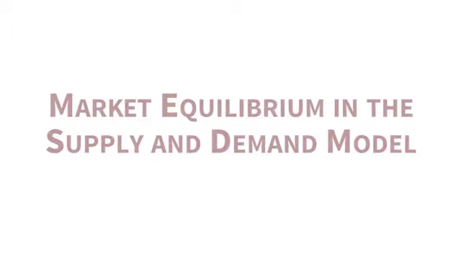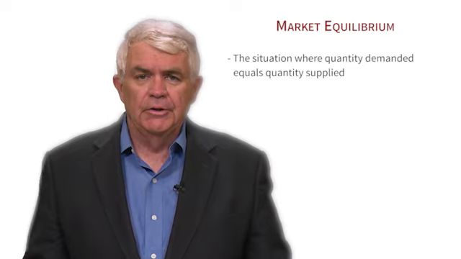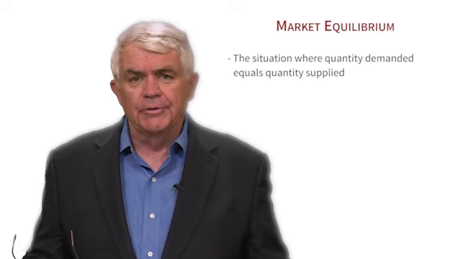Today we're going to be talking about the supply and demand model, but in particular the market equilibrium that comes out of that model. We talked about supply and demand before. Now we want to talk about the interaction of supply and demand to describe the market behavior. And that has to do with this idea of market equilibrium.